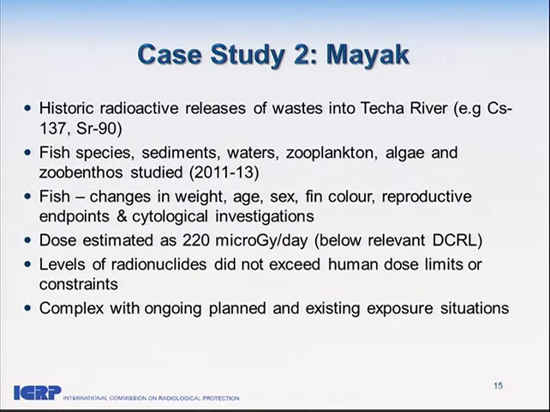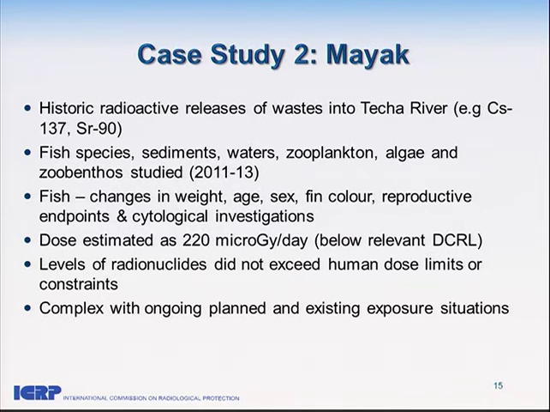And that leads me on to the next case study, which is at Mayak. And here we're thinking again about things like cesium-137 and strontium-90 as the principal radionuclides of contamination that we're interested in. And we're looking here at the historic releases. So we're looking at a complex site again, but in this context, we have both planned and existing exposure situations in and around Mayak. So again, we can go out and look in the environment, take measurements, and do dose assessments.